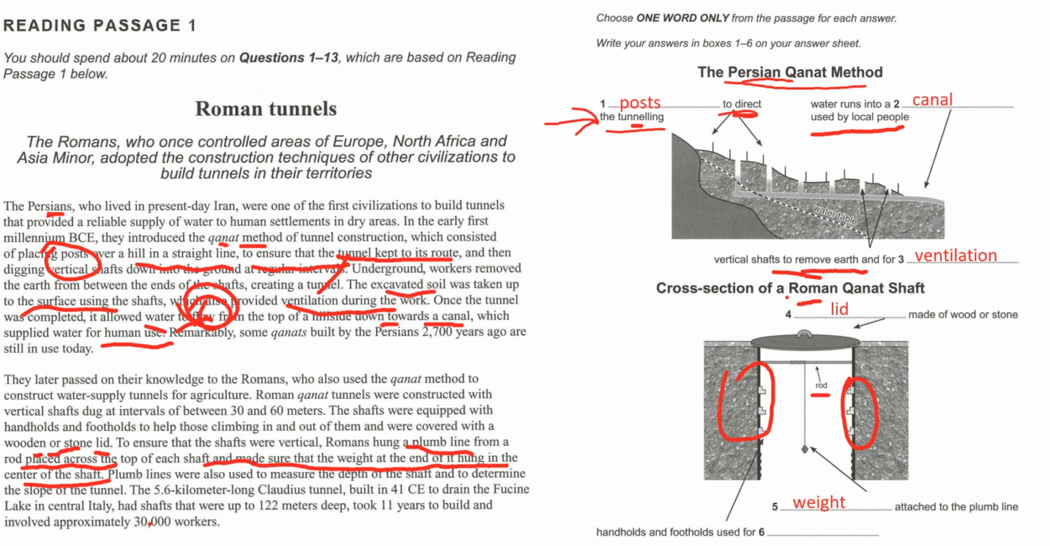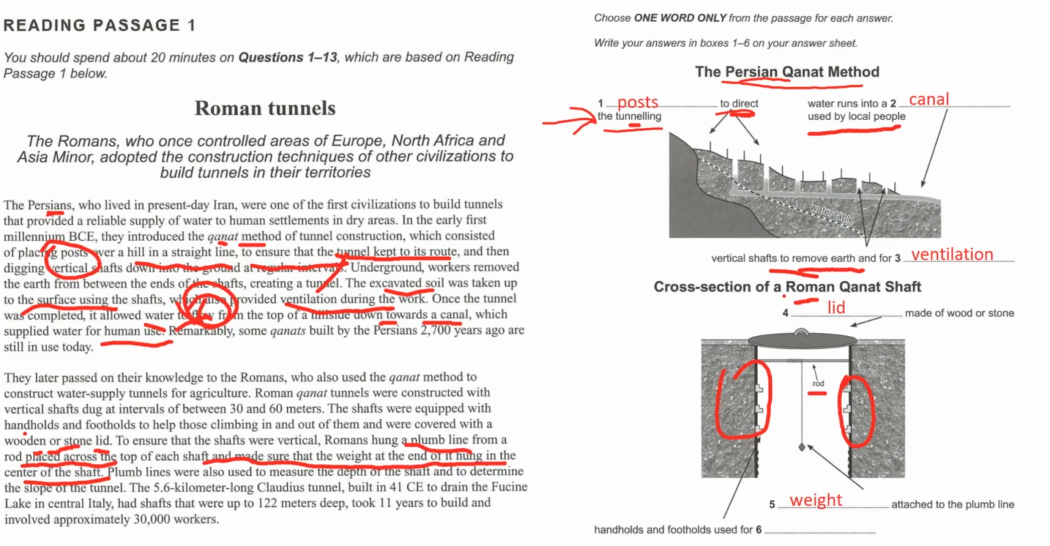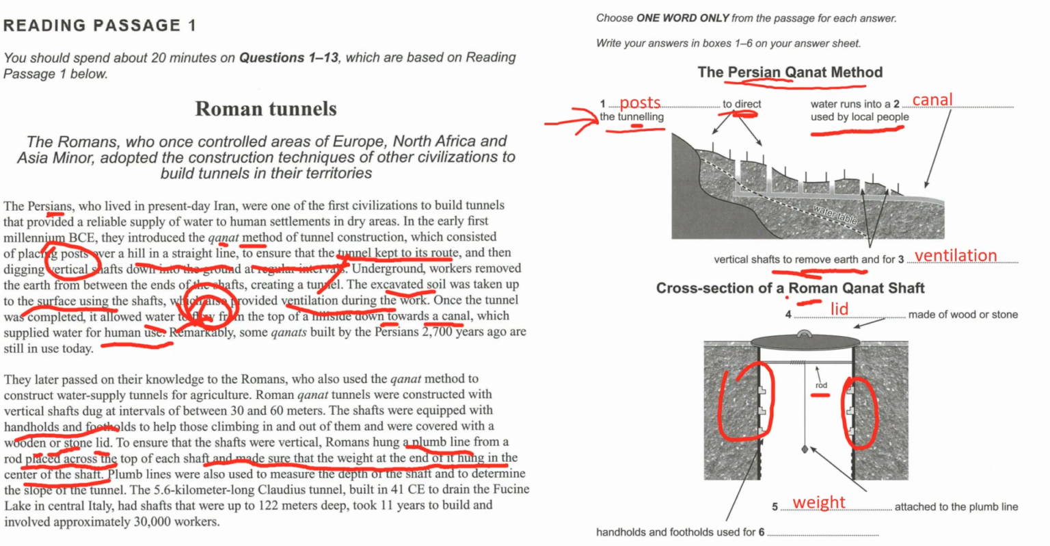Now, okay, I can't find it here. Remember, we said in many cases we don't have them in order. So just go back a little bit, and here they are. Handholds and footholds. Sorry about that. Okay, so what are they used for? To help those climbing in and out of them. Okay, so they were used for climbing. So I'll just put it here and then check again if it makes sense. So handholds and footholds used for climbing.